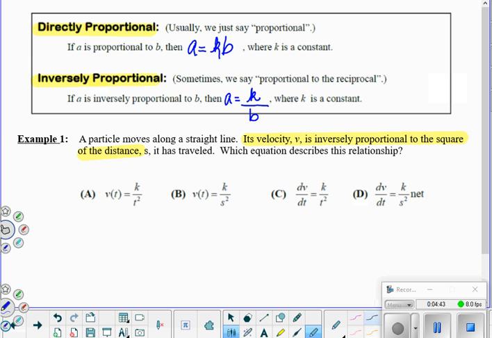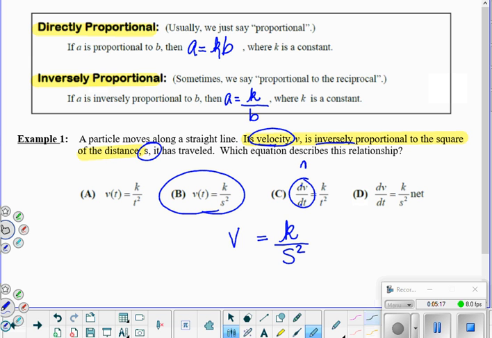So coming down into example 1, velocity is inversely proportional to the square. I don't know what they want to use for velocity. I'm thinking maybe they want us to use v, to the square of the distance. So there was that inversely, so I know it's going to be a k on top, and underneath is where my variable is going to be, proportional to the square of s. So I'm loving B. It wouldn't be dv/dt, because if I went to dv/dt, then we're talking acceleration, aren't we? Yeah. So that's why I could rule out, definitely ruling out C and D.